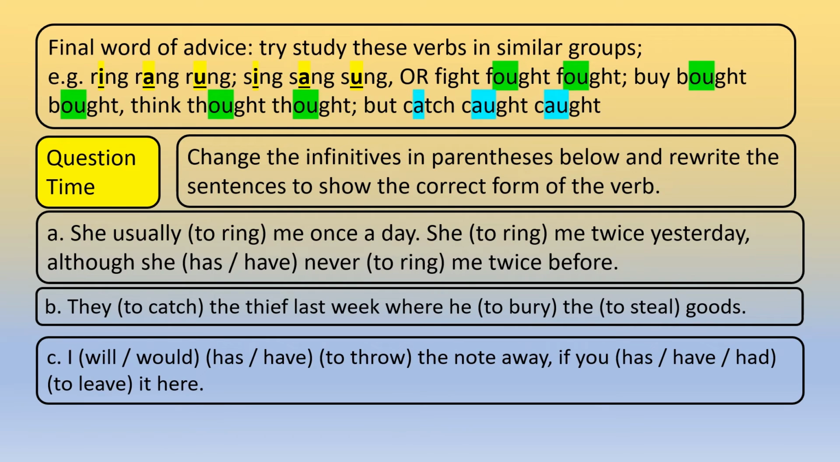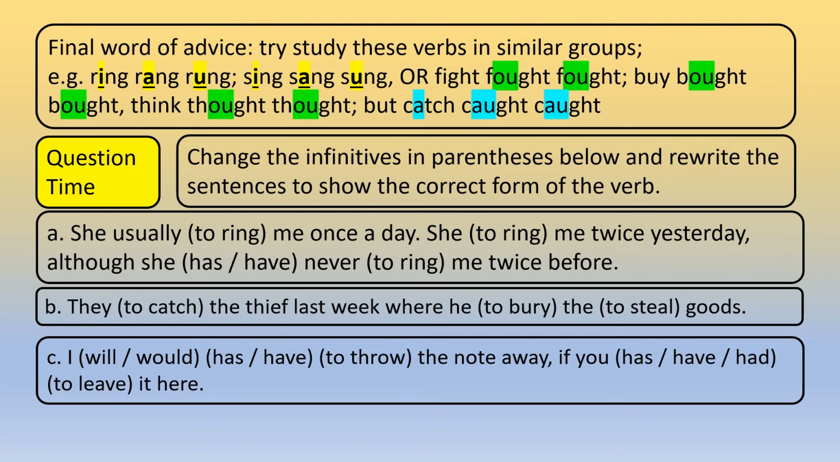Question time. Change the infinitives in parentheses below and rewrite the sentences to show the correct form of the verb. A: She usually (to ring) you. Change that word there. I'll help you out with this one as an example. She usually rings me once a day. The next one will be different because of yesterday in the sentence. She rang me twice yesterday, although she has, singular subject, never rung me twice before.